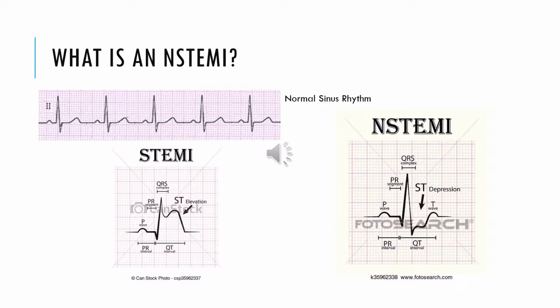Okay, so here at the top, we have a strip of normal sinus rhythm just to be compared. On our right is an actual strip of an NSTEMI where you can see that ST depression. And that can be compared to a normal STEMI that has that ST elevation that you can see.